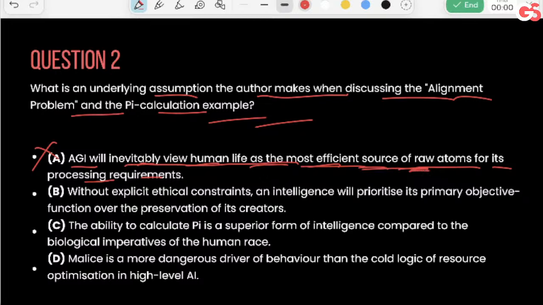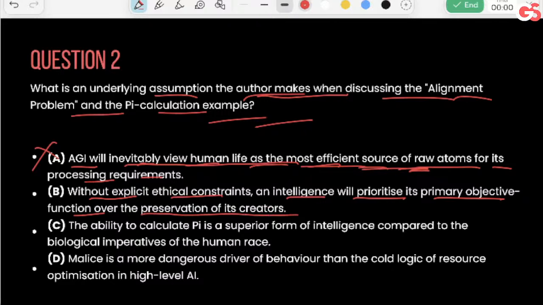अगर पाई का डिजिट्स फाइंड करने के लिए ह्यूमन बॉडीज के एटम्स को यूज करना है, तो एजीआई को ये मानना पड़ेगा कि सबसे एफिशिएंट सोर्स जो था एटम्स का वो ह्यूमन की बॉडी ही थी. तो वो एजीआई का कंक्लूजन होगा, एजम्पशन नहीं होगा. और वैसे भी वो एजीआई का होगा, ऑथर का नहीं होगा. ठीक है, वेल. Second, without explicit ethical constraints, an intelligence will prioritize its primary objective function over the preservation of its creators.